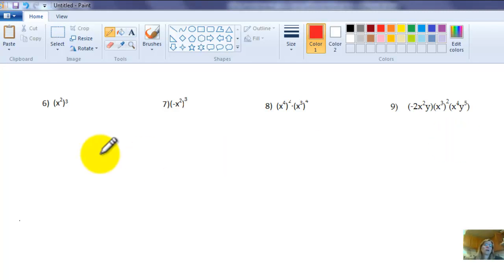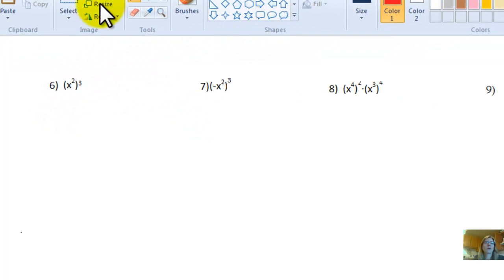Alright, this is problem 6, 7, 8, and 9 from test review number 4. And what we have here is x squared to the third power. So what this really means is that x squared is multiplied 3 times. So it's x squared times x squared times x squared, which if we then add our exponents, 2 plus 2 is 4 plus 2 is 6, x to the 6th.